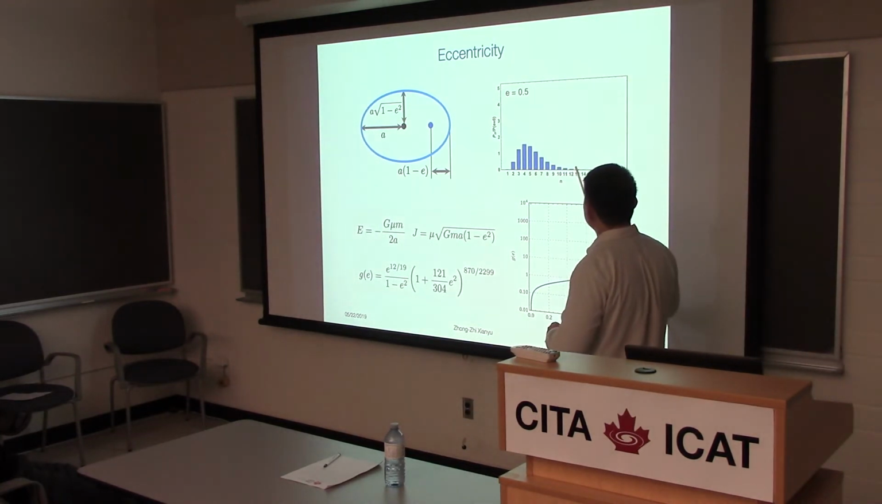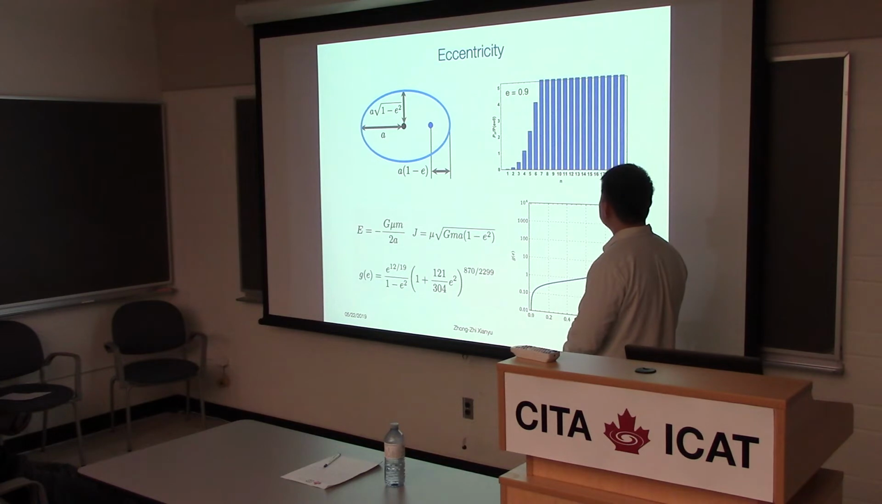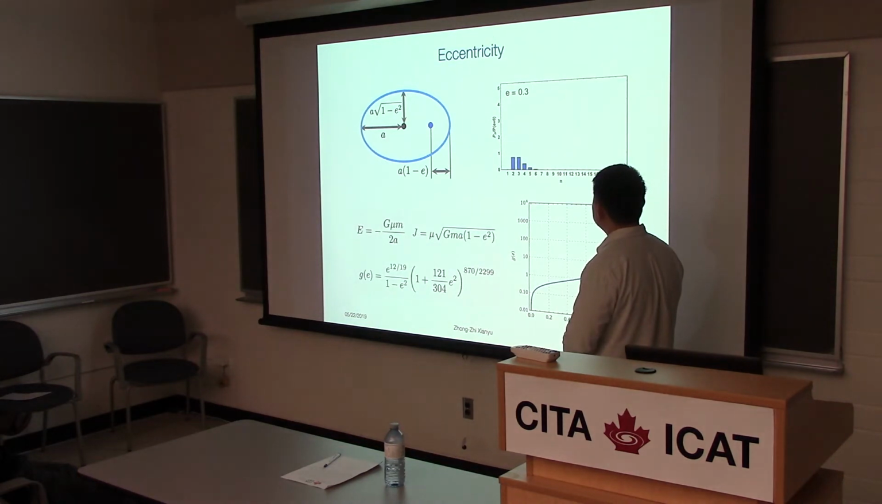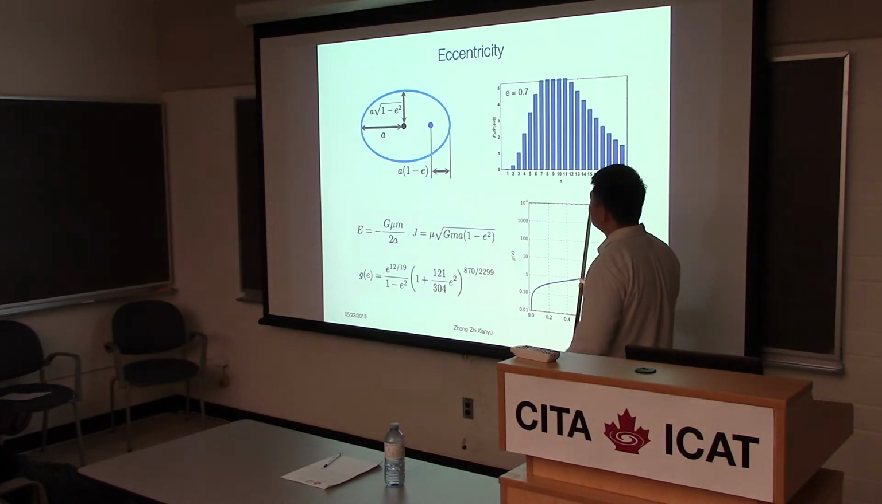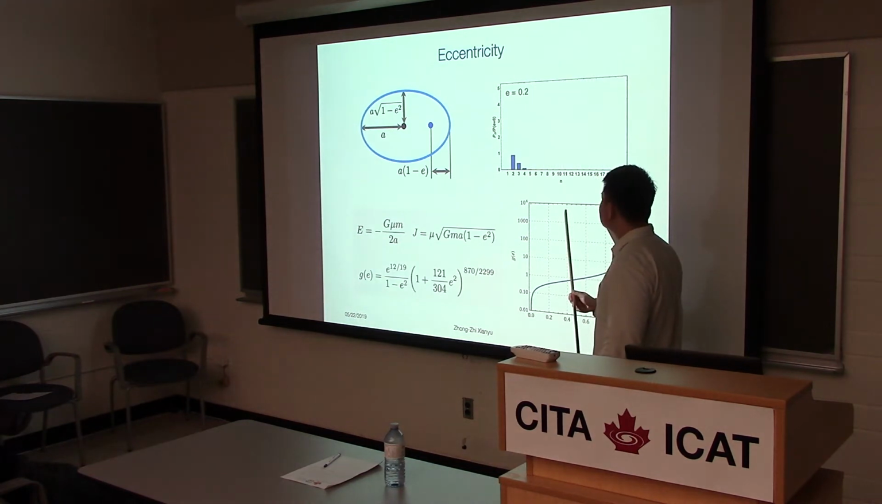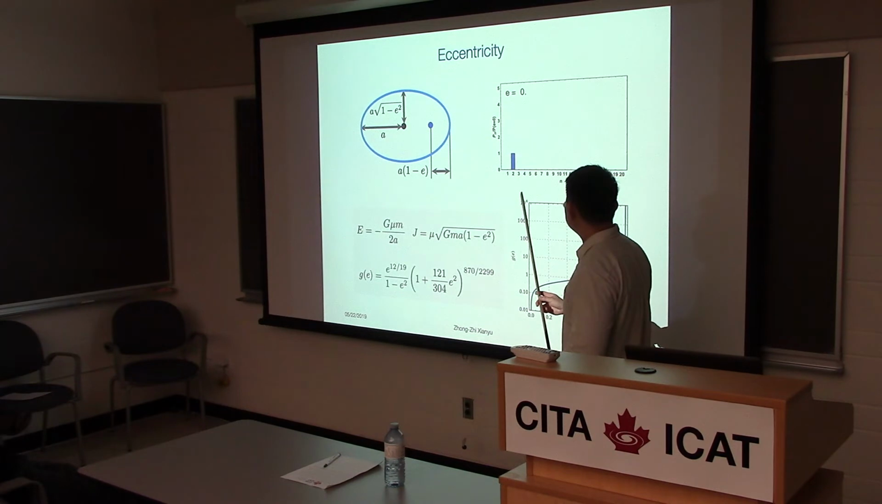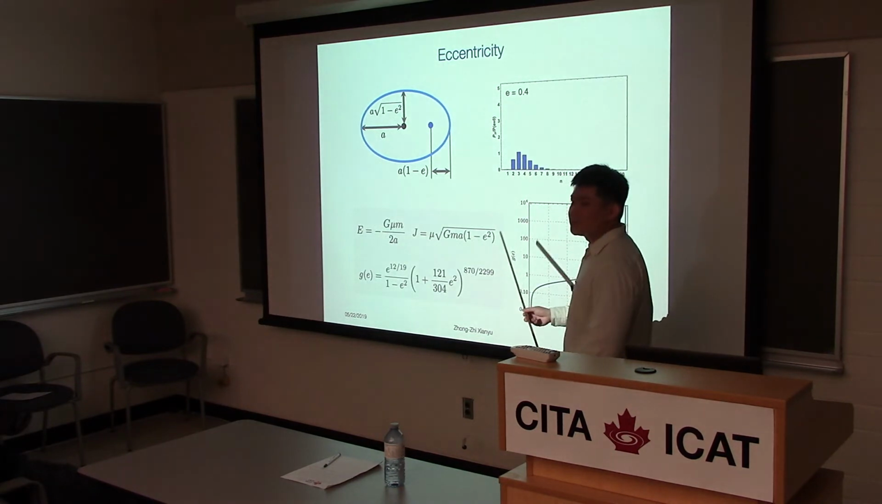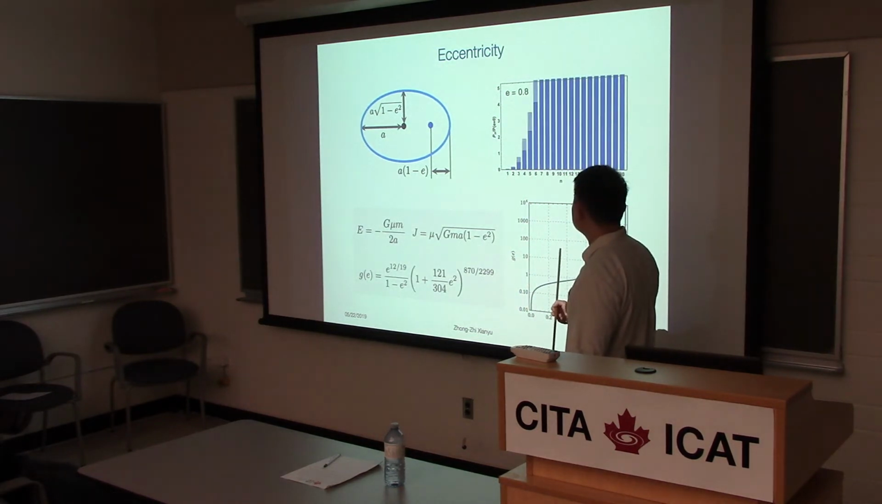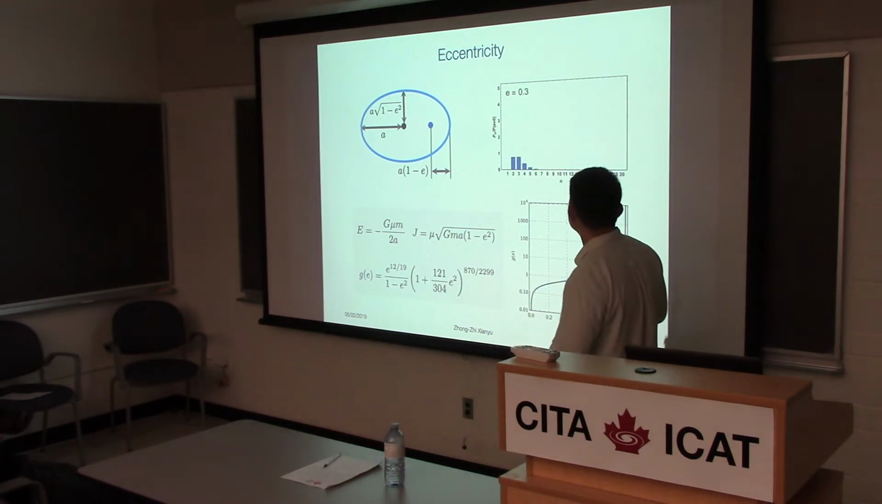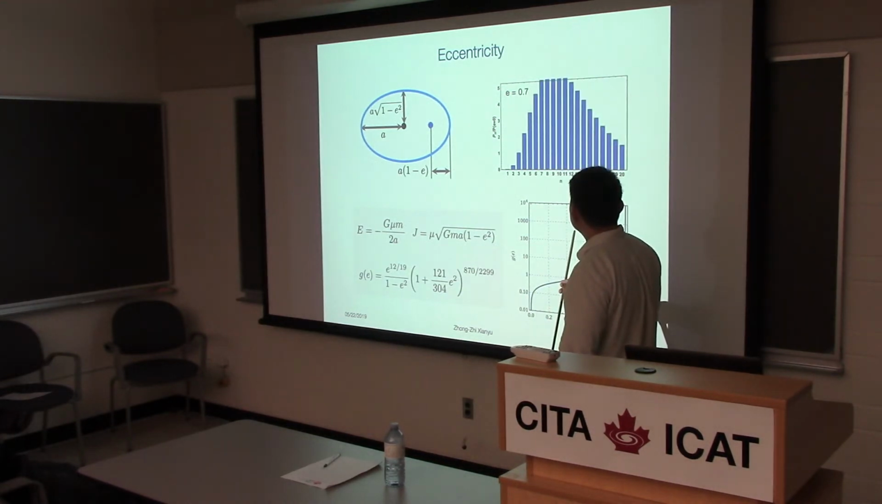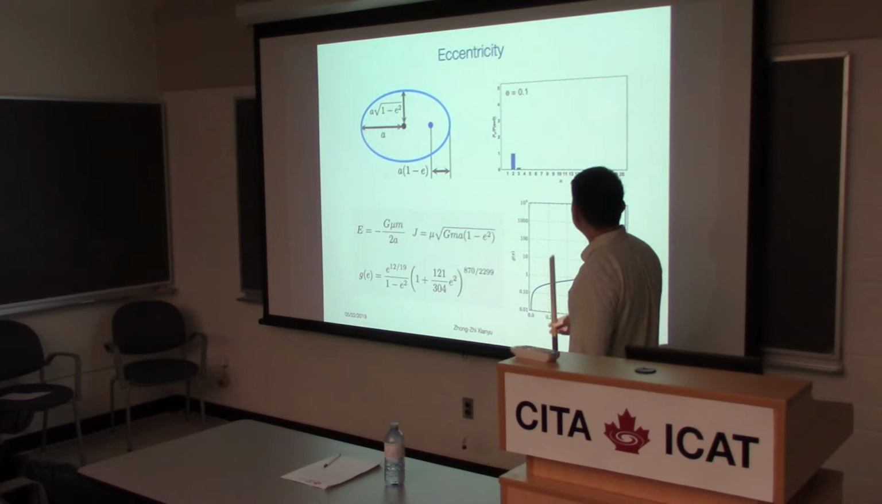And this plot just shows you the radiation power of a binary as a function of E with separation fixed. You will see that if you have a circular binary, then you will only have quadrupole radiation, the typical quadrupole nature of gravitational waves, because the graviton is spin 2. And when you increase the eccentricity, you will have higher harmonics.